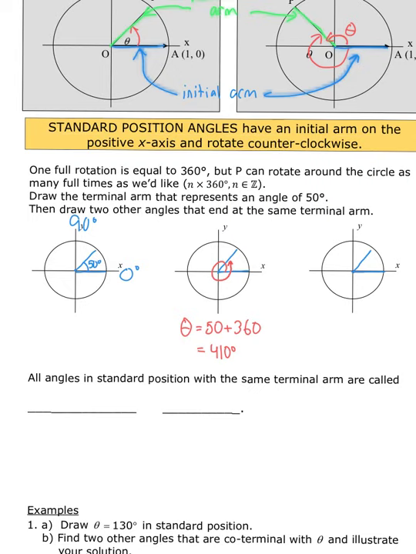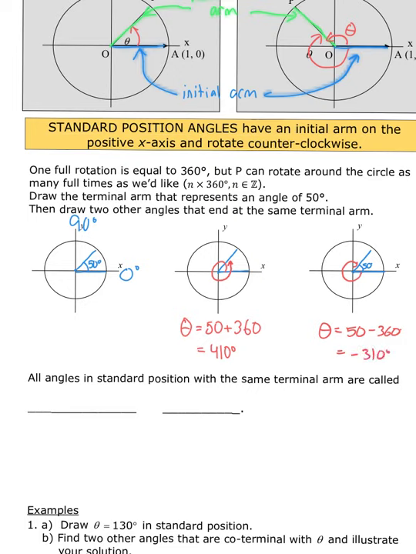Now we need to find another angle that has the same terminal arm. I could go around twice around the circle and then add that 50 degrees. But let's do an example where we go clockwise. We're going to start at my initial arm and go clockwise to get to that terminal arm. So that angle is 50 degrees minus 360 degrees, which is negative 310 degrees.